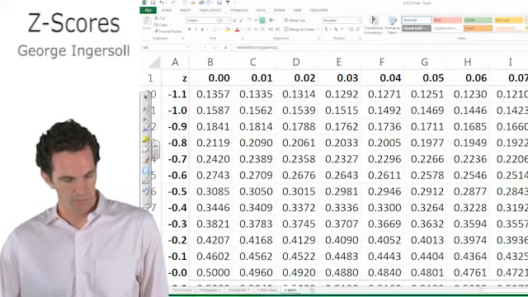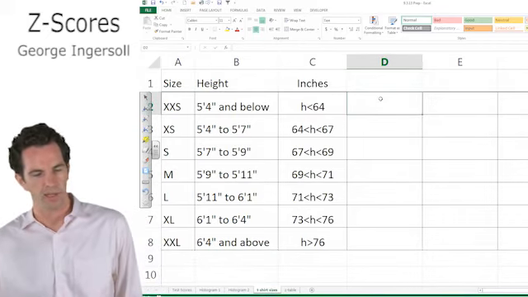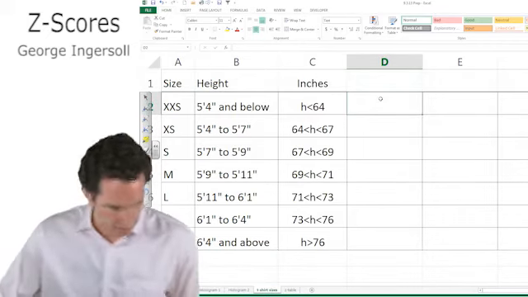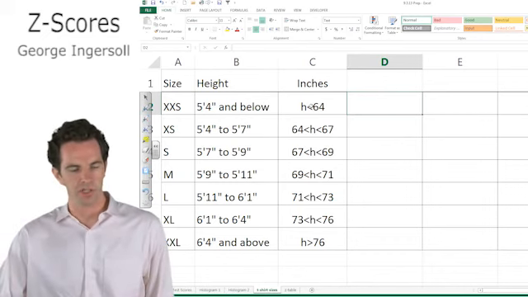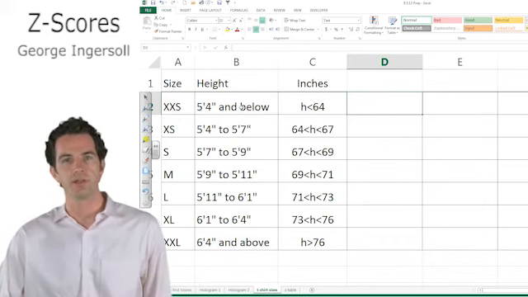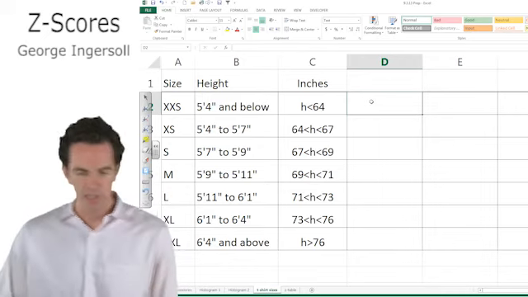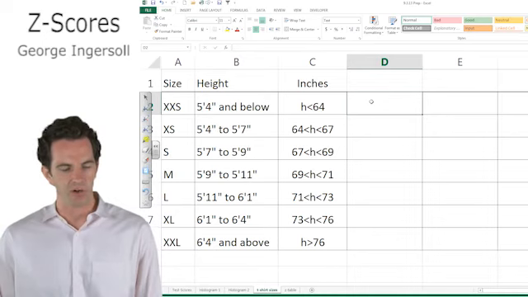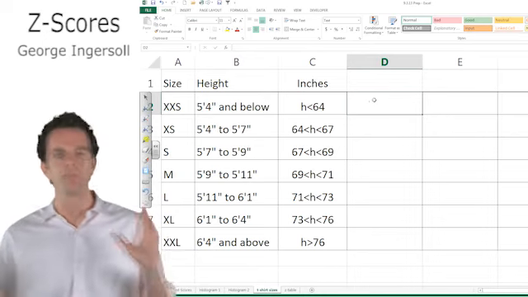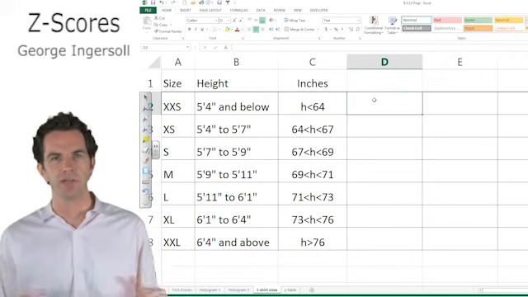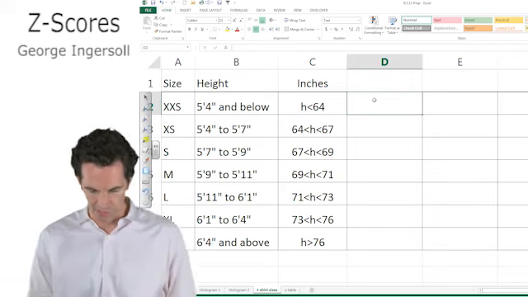I've got all this information from the table pulled up in a spreadsheet here, and so let's start working through this. I've given you the inches associated with each of the sizes of t-shirts. So we need to figure out how many standard deviations each of these is from the mean. You'll remember that the average is 70 and the standard deviation is 3. So we don't really need to do very complex calculations here.